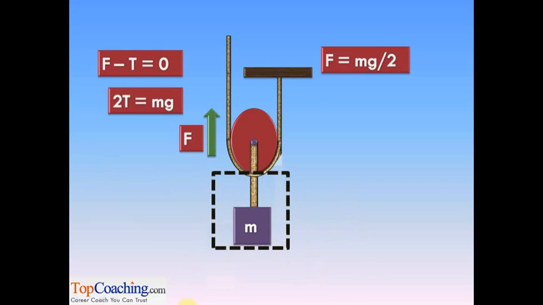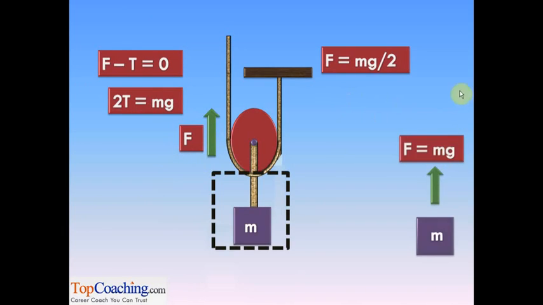If you apply the free body diagram for the mass M, the net tension force upwards is 2T and the net gravitational force downwards is mg. So 2T equals mg. When you solve these two equations, you get F equals mg by 2. We already know that if we simply pull a mass m upwards, the net force required is mg. So in this particular case, the pulley is halving the force required to pull the mass m upwards, isn't it?